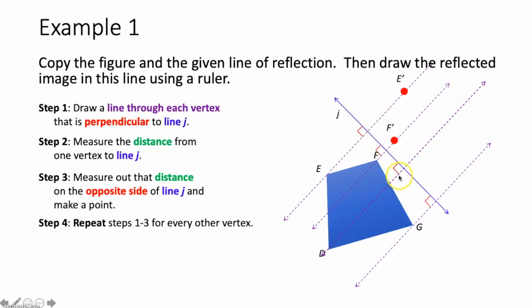How far is D from the line of reflection? We measure that distance with the ruler. It's 8 centimeters. So you measure out 8 centimeters on the opposite side of the line of reflection. You put a point that would be the image of point D after it's been reflected over line J or in line J, and it's D prime.